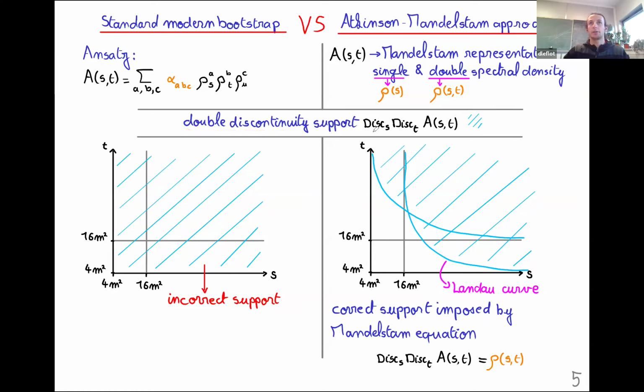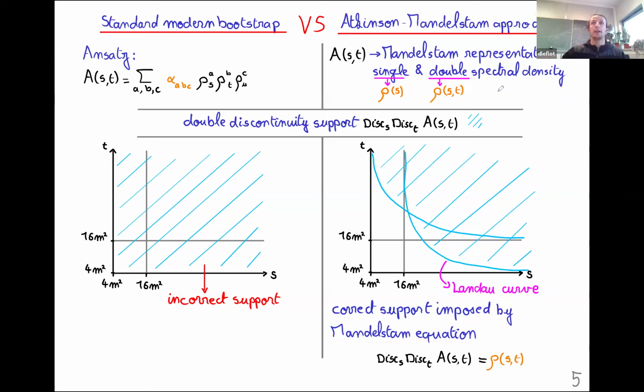In particular, we can look at the double discontinuity of the amplitude. You can take the discontinuity in T and in S of the amplitude, and we will look at the support of this double discontinuity. On this side, because of the ansatz, the support starts for both S and T greater than 4m squared. And this is not the correct support. The correct support is this one. It is given by the Landau curves. And in particular, it is imposed by the Mandelstam equation.